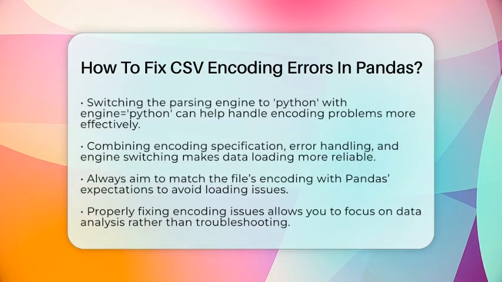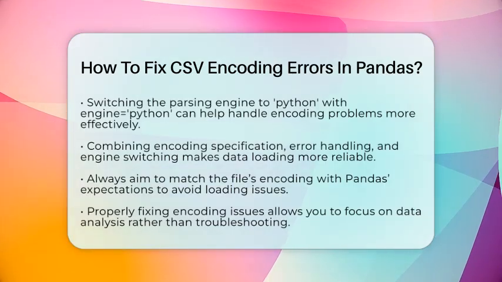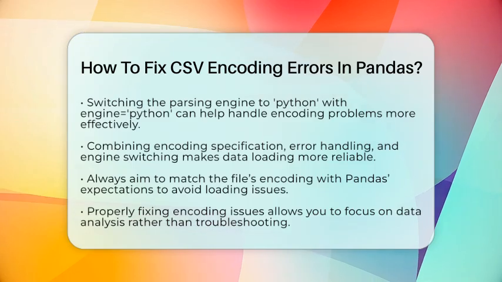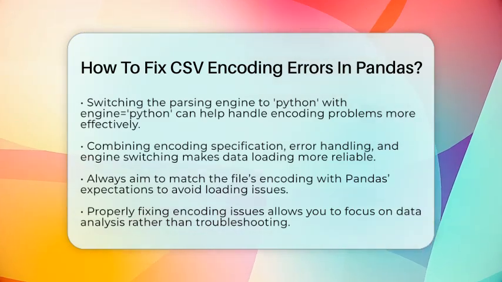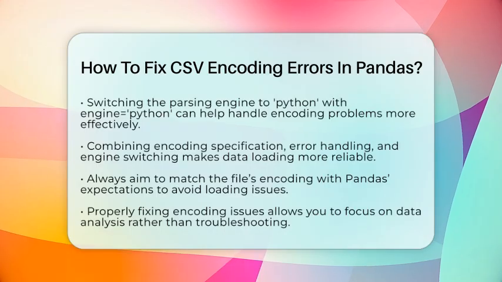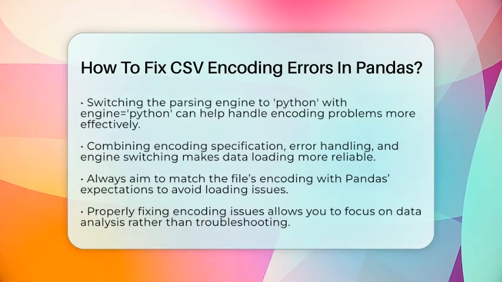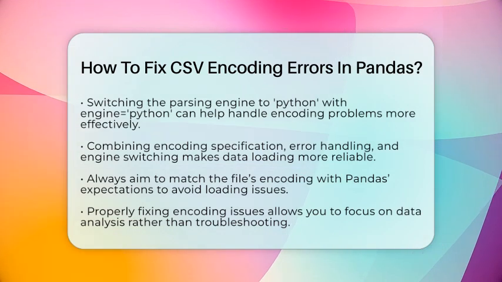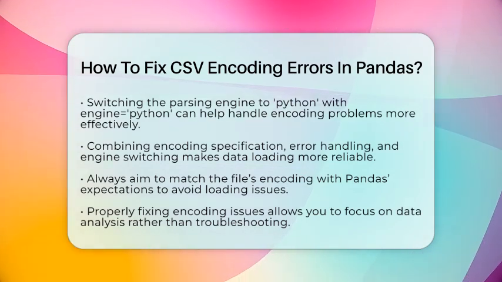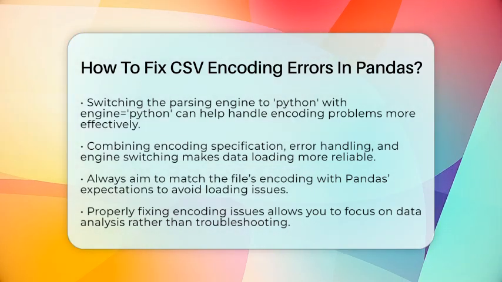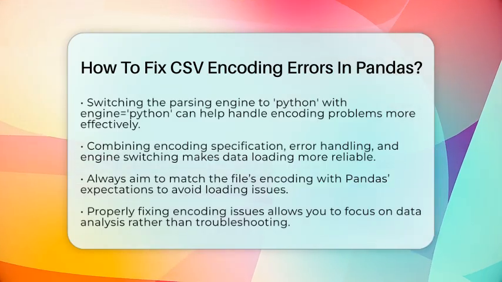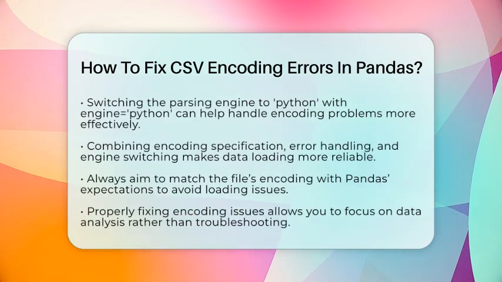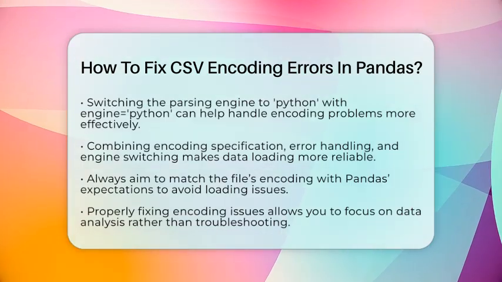Here's an example. Try reading with Latin 1 encoding first, and if that fails, switch to the Python engine and ignore errors. This approach makes your code more resilient. Remember, fixing encoding errors is about matching the file's encoding with what Pandas expects. Whether you specify the encoding directly, convert the file to UTF-8, or tweak the error handling, these steps make sure your data loads correctly. This way, you can focus on analyzing your data instead of troubleshooting file errors.